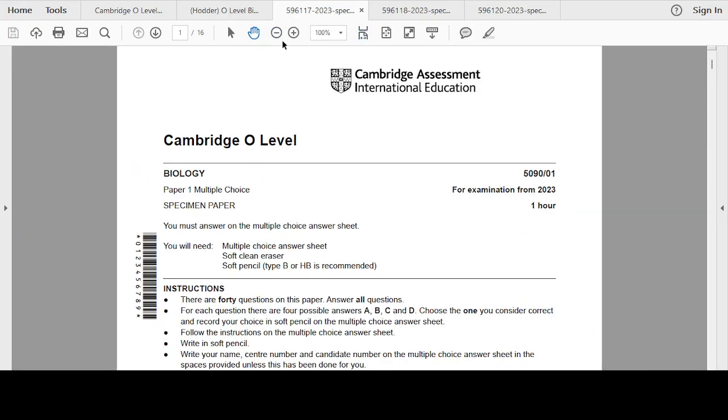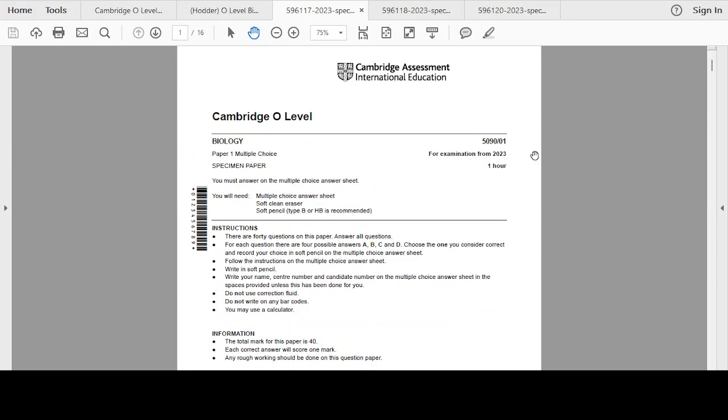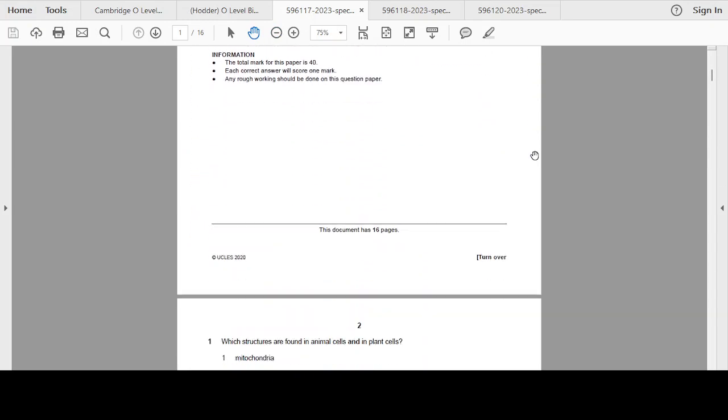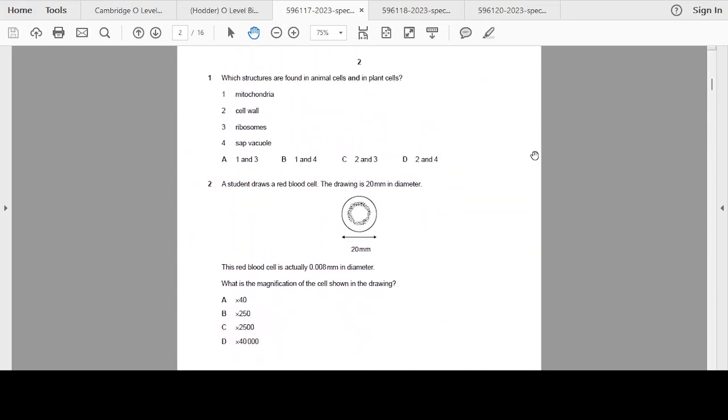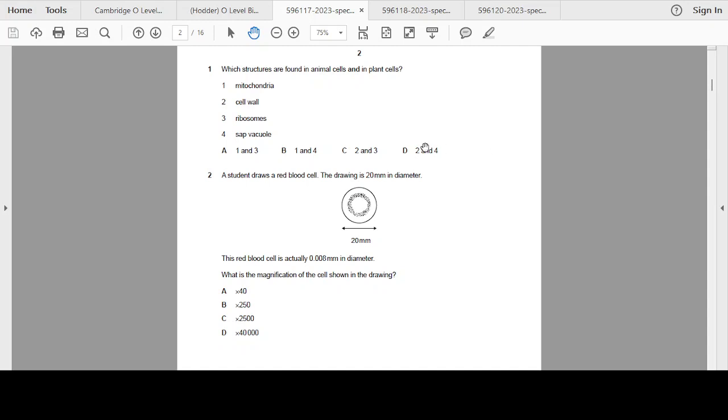So this is multiple choice. There's not much to talk about here. Each question will have four options to choose from, right? The four options are A, B, C, and D. They might give you some other information, such as one, two, three, four, all the way up till five or six or something. But the options that you need to select for your answer is either A, B, C, or D.